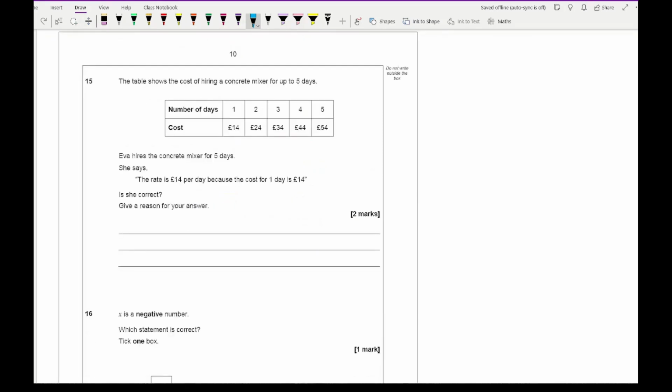Now for question 15, it says that the table shows the cost of hiring a concrete mixer for up to 5 days. So Eva hires the concrete mixer for 5 days. She says that the rate is £14 per day because the cost of 1 day is £14. Is she correct? Well, the answer is no, she is not. And the reason for that is because the increases are not £14. So let's write that down. No, as the increasing amount is not £14 or even the same.